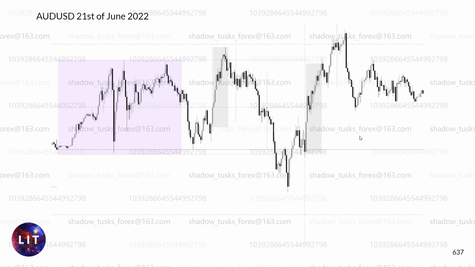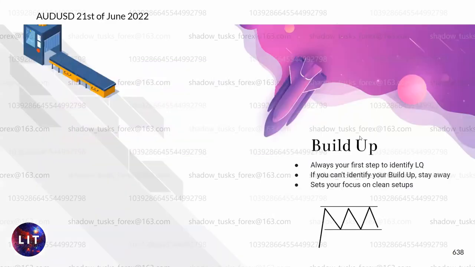So AUD on the 21st of June. This day was a beauty. I remember trading this day, and I think this is even on the edge actually. So you can go look on the edge to see how I personally traded this day.